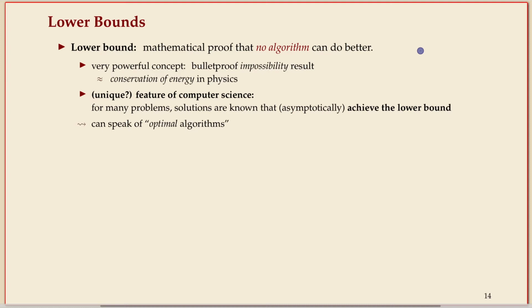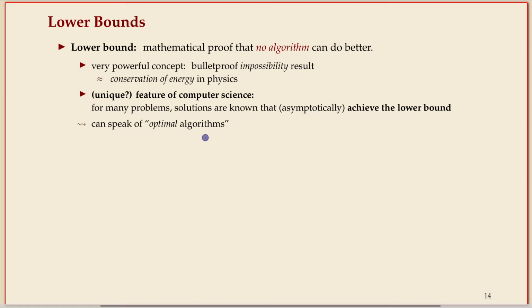So what is a lower bound? It's a mathematical proof that no algorithm can possibly do better than some certain performance guarantee. So it's an impossibility result. It says nothing's better than X. I can always compare this to some elementary principles in physics, but I pointed out that we have much stronger lower bounds than this in computer science.